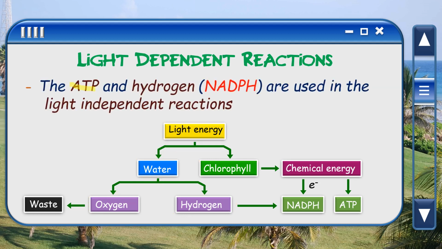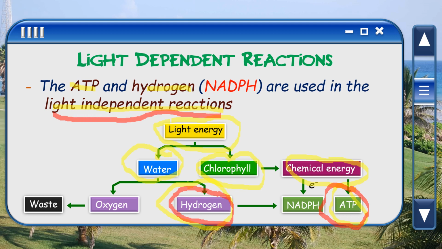The ATP and hydrogen are used in the light-independent reaction. So we are seeing that the light energy is used in the light-dependent reaction to split up water to give us the hydrogen. At the same time, that light is absorbed by chlorophyll and converted into chemical energy, which is ATP. This ATP and hydrogen are the ones that are going to be used in the light-independent reaction.